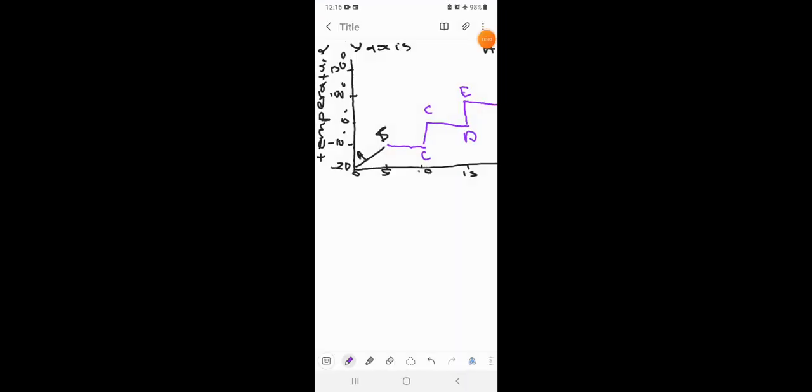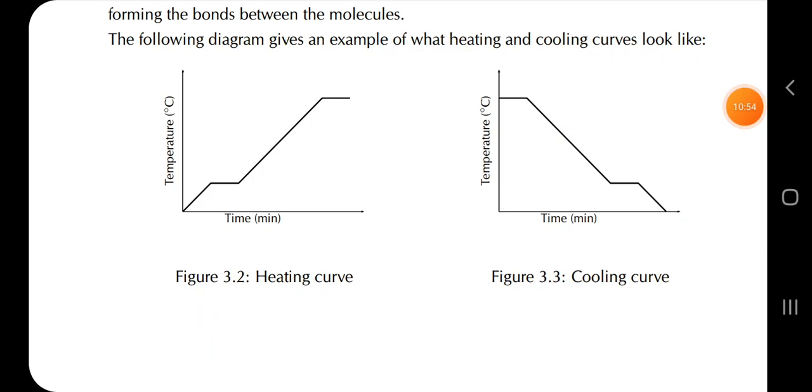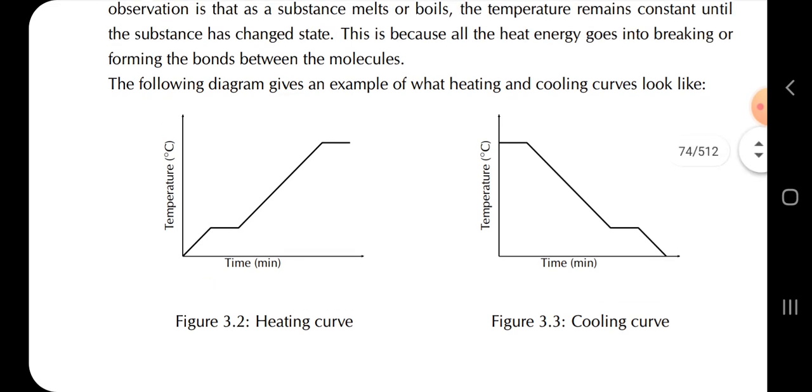Energy entering is now used to increase the speed of the molecules, and temperature will increase. We are in the gas stage on E and F. So here we just explained the heating curve, and then we also have what we call the cooling curve.